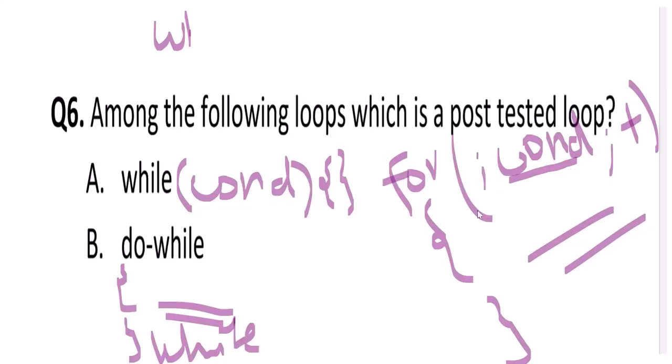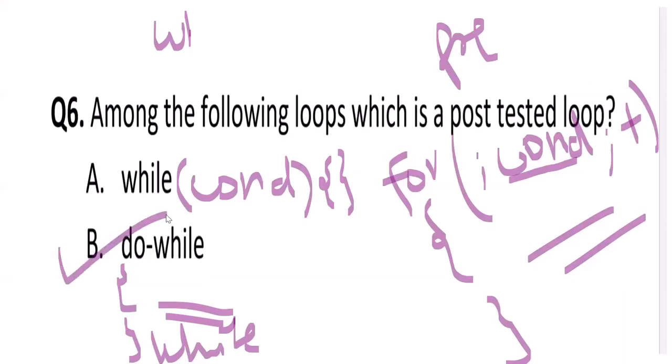It means since we are testing the condition first in for and while loops and then executing the statements, these will be called pre-tested loops. But in do while, we are first executing and then testing a condition. That's why it will be called a post-tested loop. So the answer is do while loop.